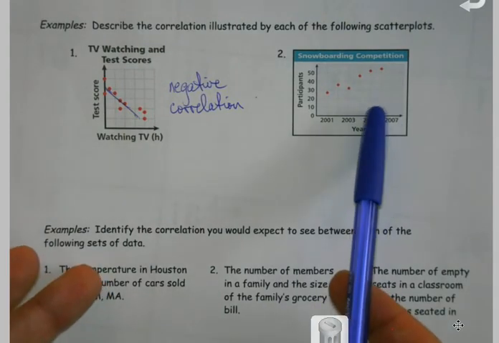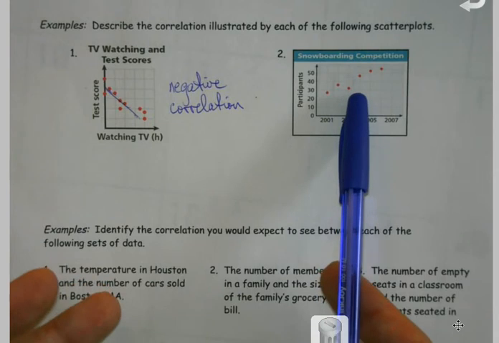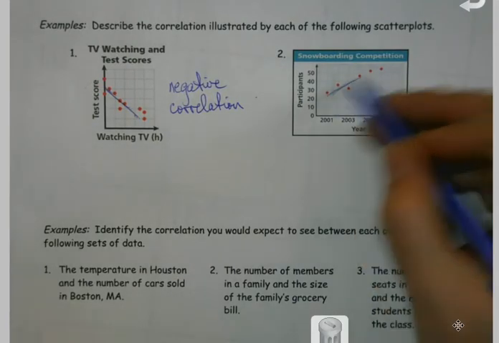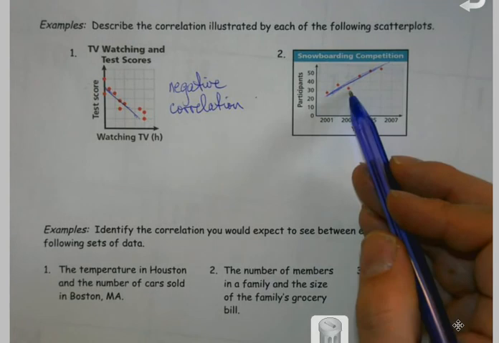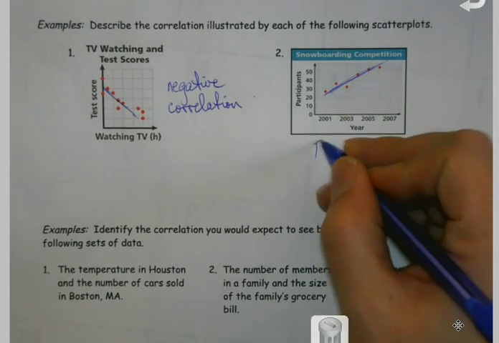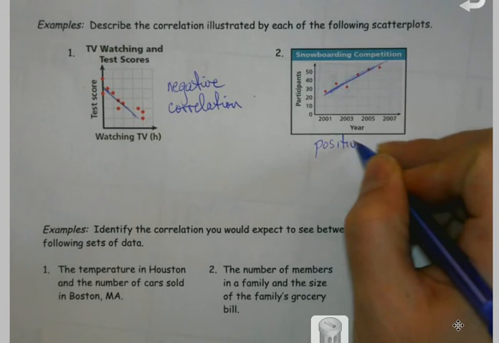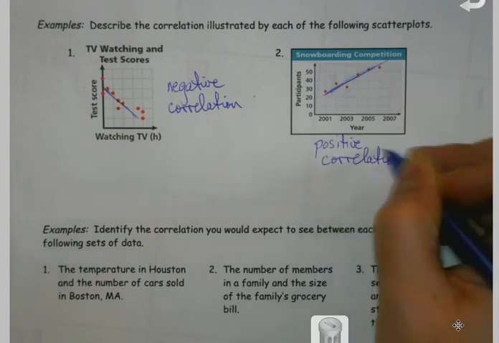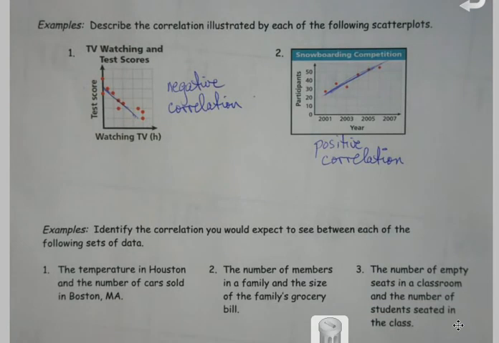Ooh, snowboarding competition and participants. Any correlation on this one? Being told no. Anybody else? Is this a no correlation? I don't know if I totally agree. It looks like, except for that one year when it went down, it looks like it's typically going up. So it looks like as the years increase, so do the number of participants. So we've got a positive correlation that goes here.